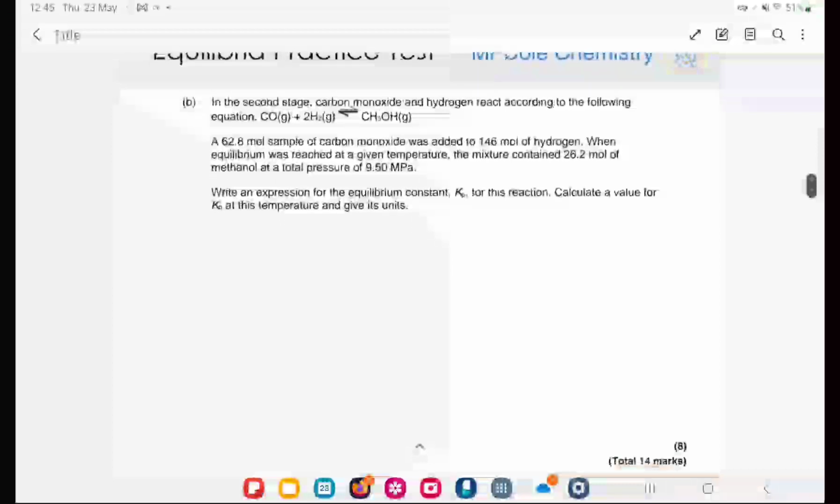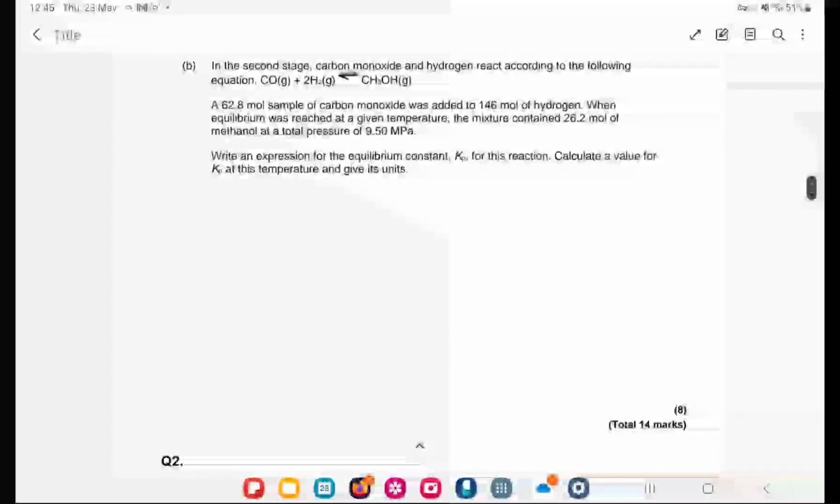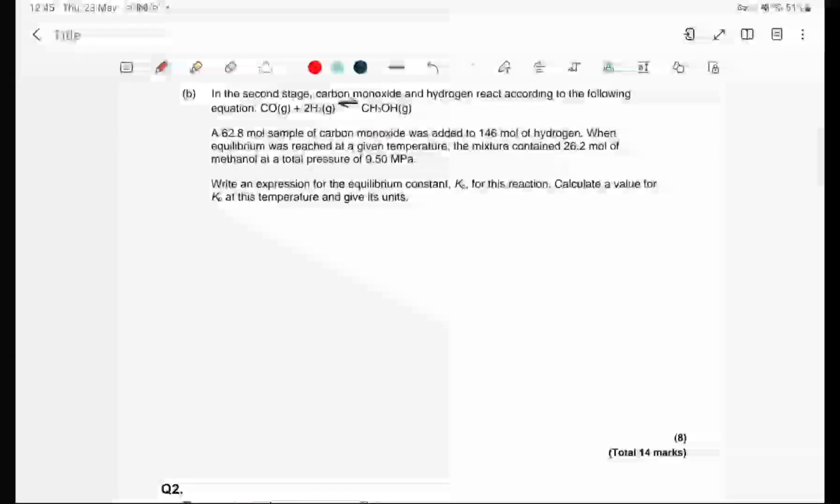Okay, so question 2 is looking at a Kp expression first, and then asks you to calculate the equilibrium constant for the reaction. So we'll start with our Kp expression. Kp is equal to products over reactants, and in each case, of course, it is the partial pressure of the products over the partial pressure of the reactants. Any stoichiometric values in your equation become powers, so in this case it's going to be the hydrogen, where it becomes the partial pressure of hydrogen to the power of 2.